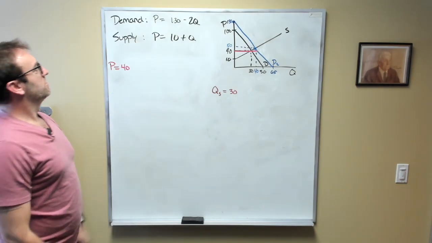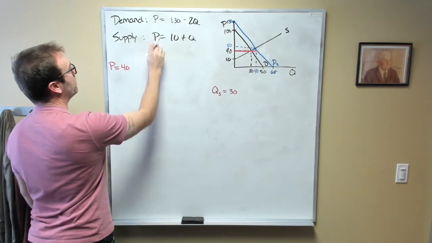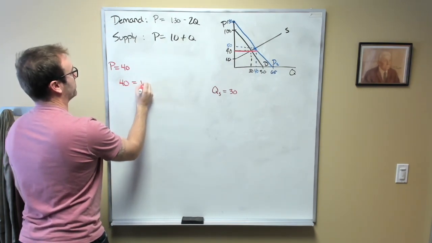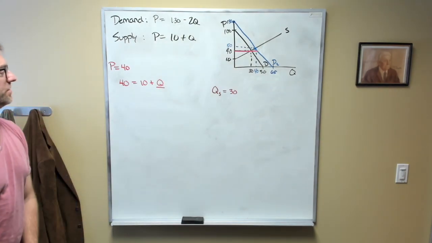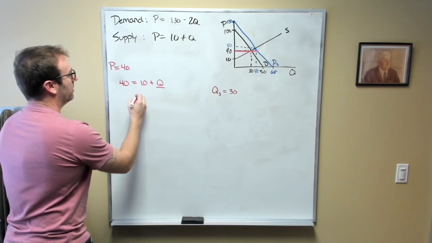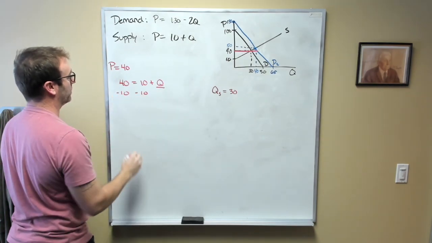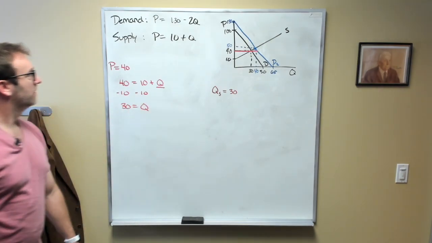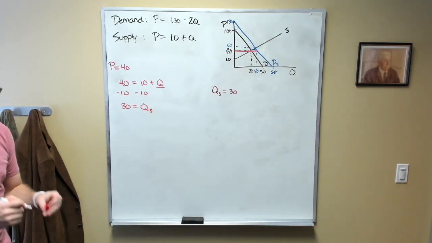And so the question then becomes, what quantity would make this equation true if P is equal to 40? Okay, so 40 is equal to 10 plus some number. Okay, we don't know what that number is. Well, we do, but we can show you how to do this. We'll just subtract 10 from both sides, and that means 30 is equal to quantity. Okay, in this case, it's quantity supplied, because we're talking about the supply curve.